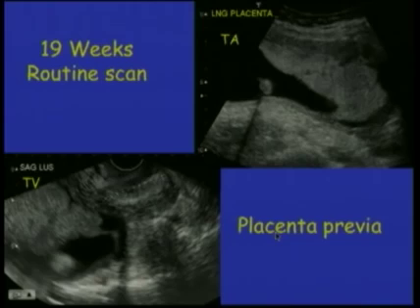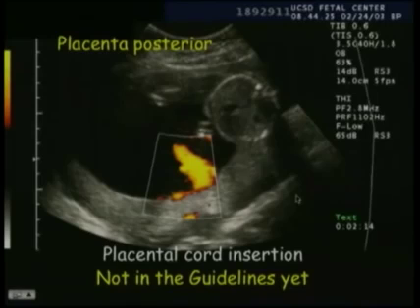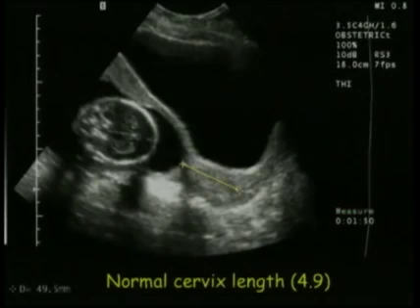Now this is a 19-week scan, and you can see that it looks like a placenta previa on transabdominal, and when we go to transvaginal scanning and see the cervix, we can see the placenta is indeed covering the cervix, and that would be placenta previa, and we would recommend a follow-up at 28 weeks. Now we do look at the umbilical cord insertion into the placenta, but this is not yet in the guidelines. We feel this is important in looking for filamentous insertions.